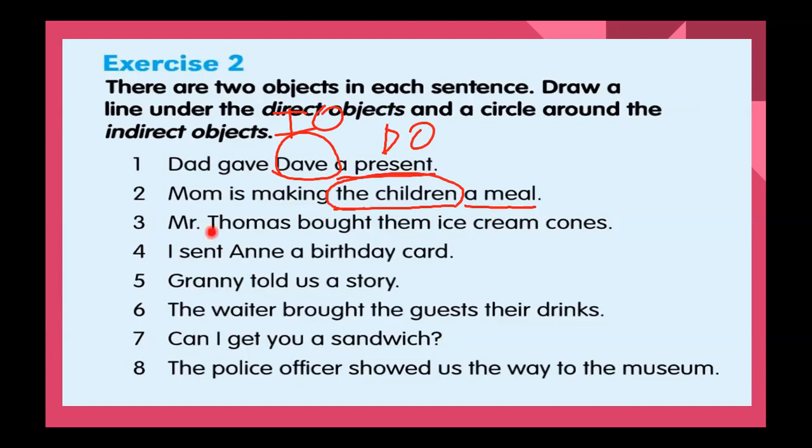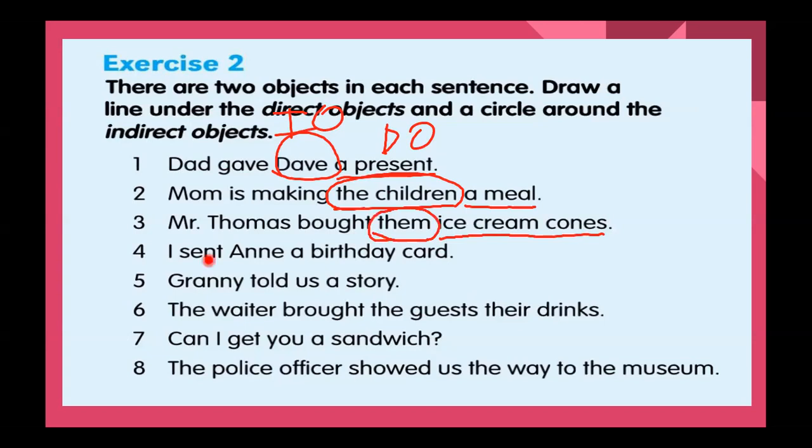Now next sentence. Sister Bushra, you try. Mr. Thomas bought them ice cream cones. So what? क्या लाया है? क्या खरीद के लाया है Thomas ने? बोलिए. What did Thomas bring? Buy. What did Mr. Thomas buy? Yes, ice cream cones. All right. So ice cream cones is the direct object. Okay. किसके लिए ice cream लाई है? उन लोगों के लिए. Okay. Bought them. So them is the indirect object.